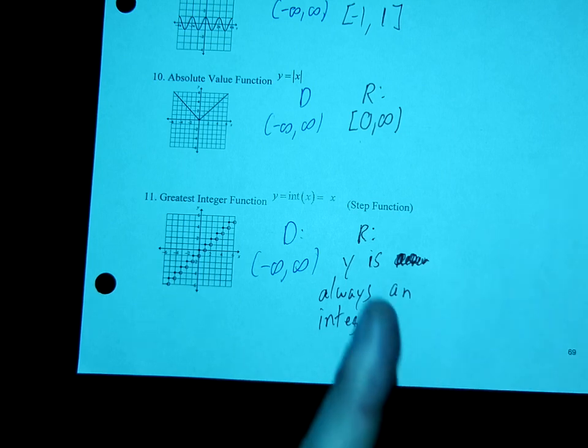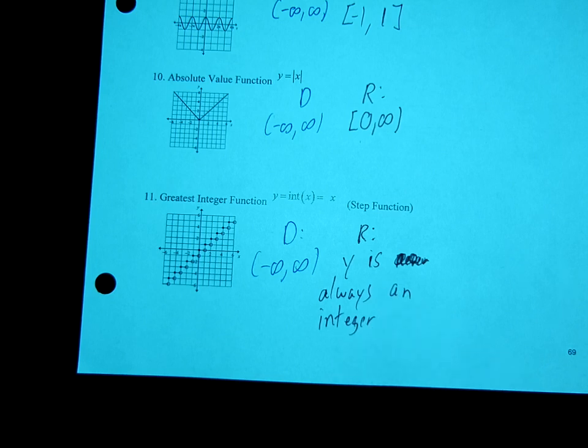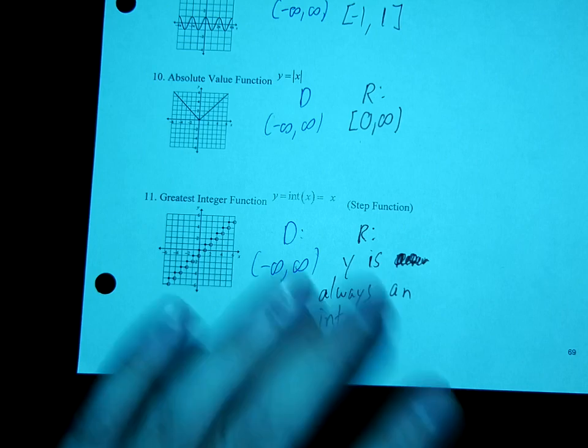So you'd actually have dot, dot, dot, negative 1, 0, 1, 2, dot, dot, dot. Or you could just say integers, all real integers, or all integers. Be able to say that.